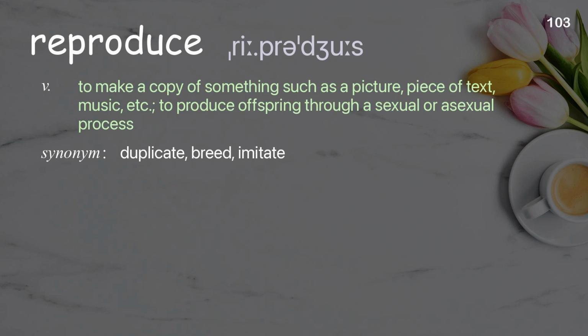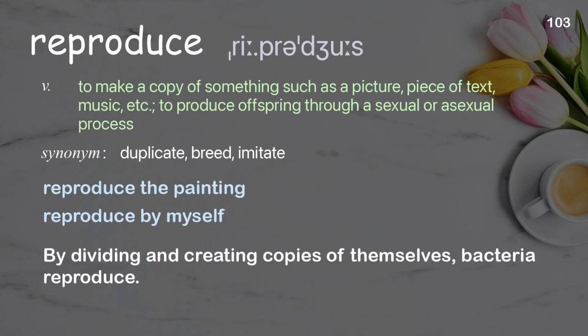Reproduce. To make a copy of something such as a picture, piece of text, music, etc., or to produce offspring through a sexual or asexual process. Examples: Reproduce the painting. Reproduce by myself. By dividing and creating copies of themselves, bacteria reproduce.